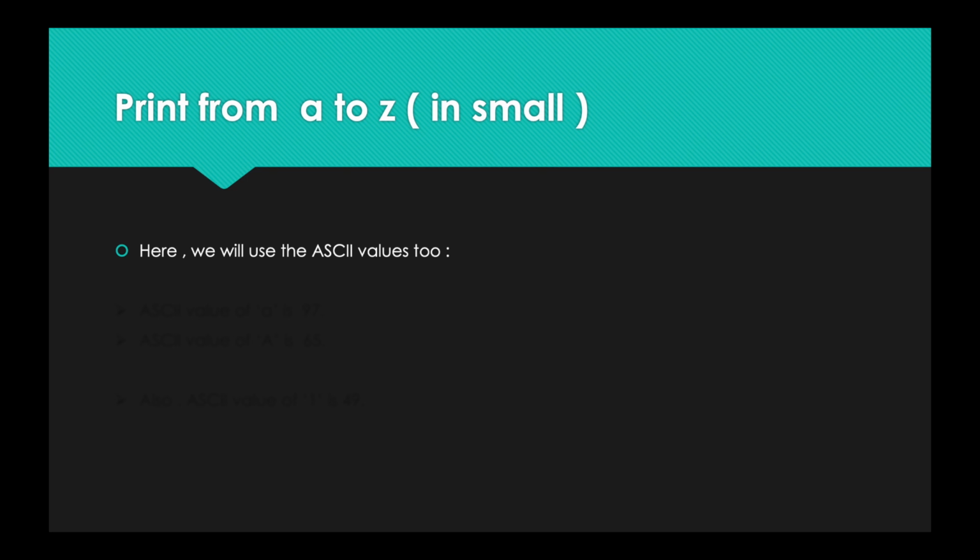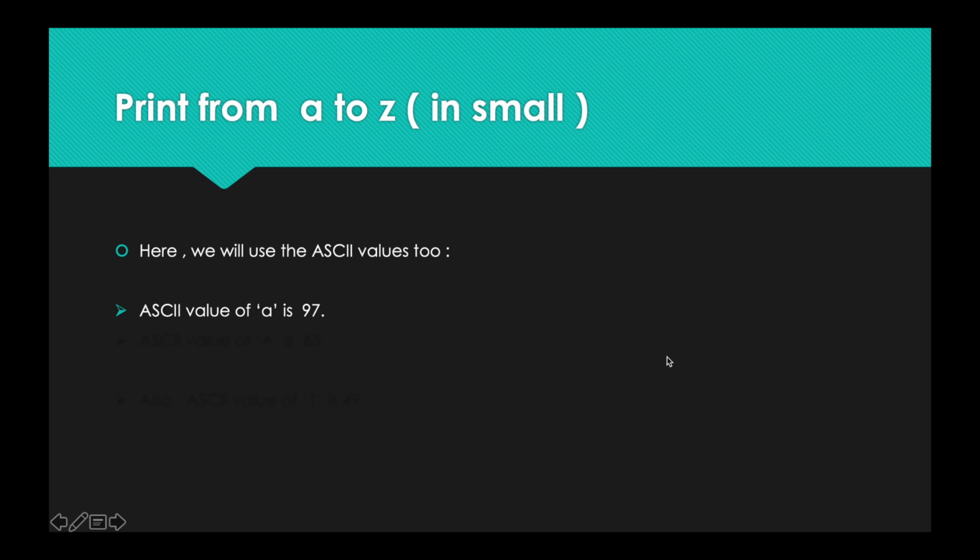So now let's see how to print from small a to small z. To print from small a to small z, you should know the ASCII value of small a. That's enough for that. So here we will use ASCII values too. So value of small a is 97 in ASCII code.